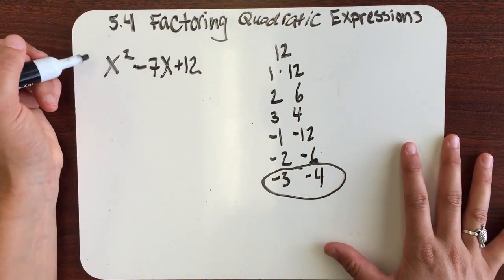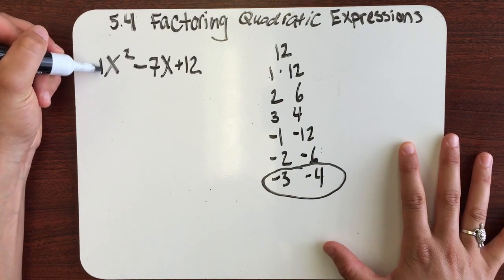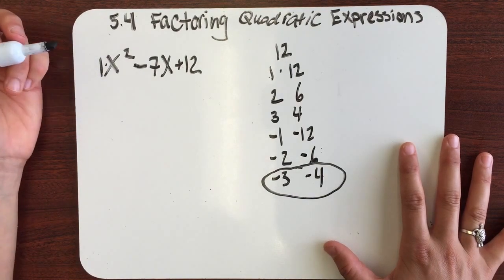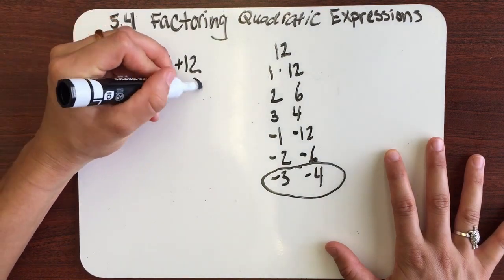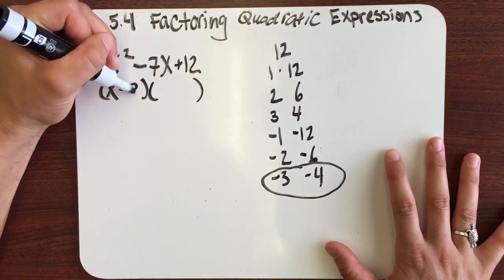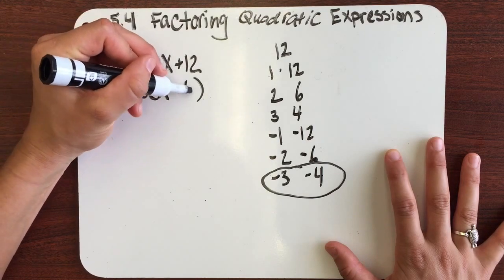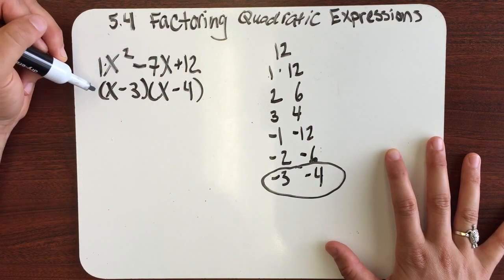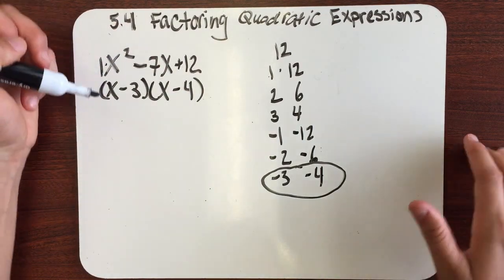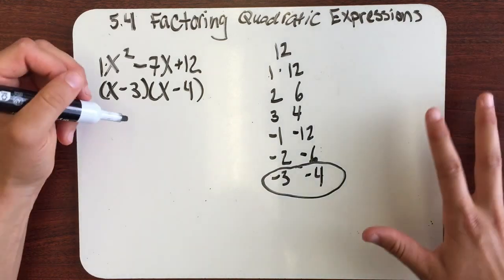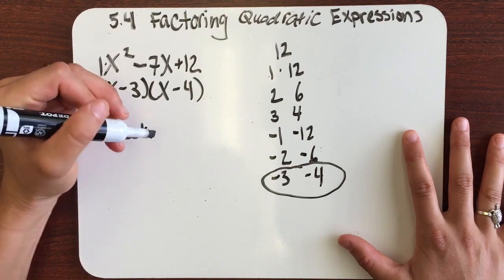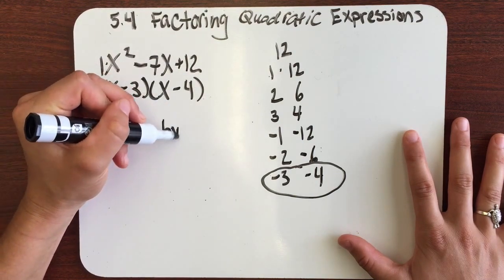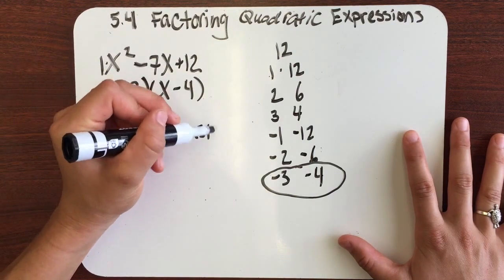So since the value of a is 1, the number in front here is a 1, we go straight to the two binomials. So we're going to write this as x minus 3, x minus 4. And this is now factored into two binomials. To check your work, we're going to use FOIL.